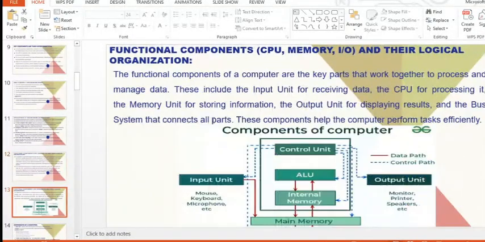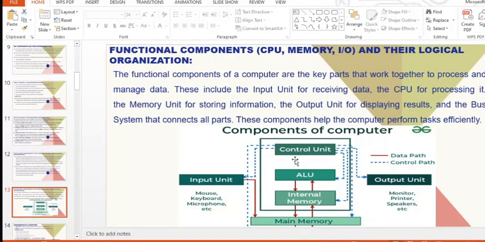So this is ideally the functionality of the functional components of the CPU, the memory, the input and output devices, and also what we call the computer organization and architecture. Here it consists of the input unit, the memory unit for storing information, then the output unit for displaying the results, and the bus, which you use to connect all the parts.